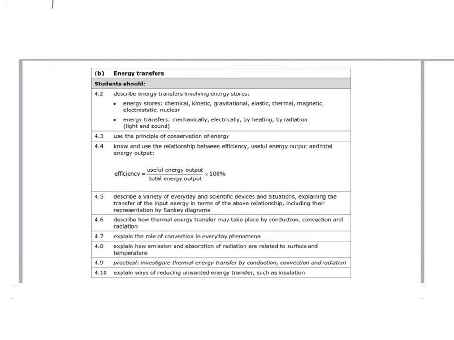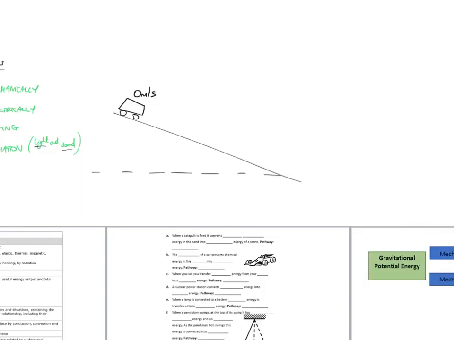Hopefully you're happy that the principle of conservation of energy states that energy cannot be created or destroyed. It can only be transferred from one form or store to another. So the total energy in the universe is fixed. Okay, let's just look at this example.